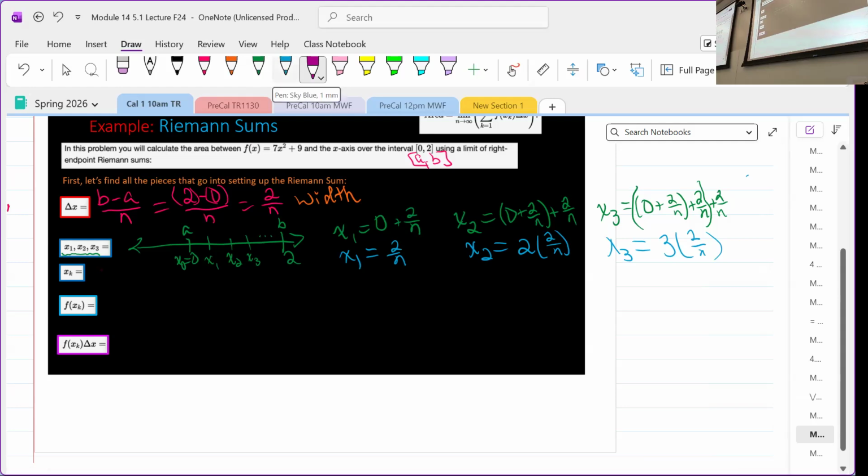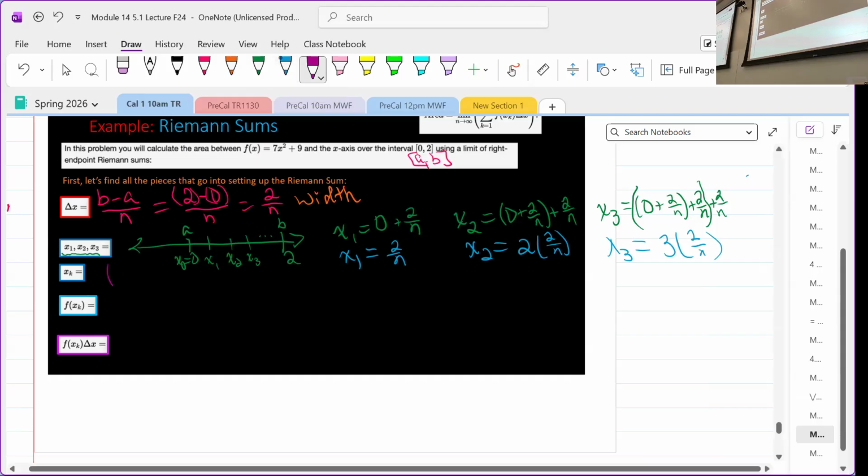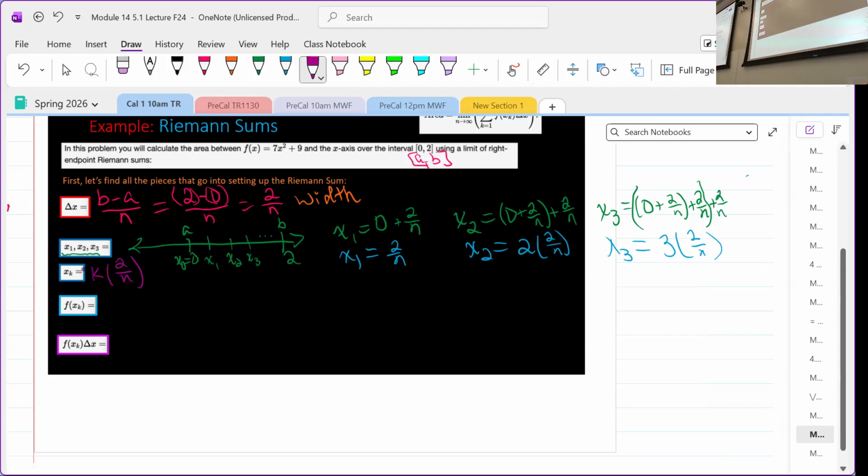So our x sub k formula, I'm going to have my 2 over n times k, where k is how many widths over I'm going for that particular x value. So our delta x value always ends up being included in our x sub k value. Sometimes, though, there's going to be a number in front. This interval, though, our a value was 0. So that 0 plus that we had just ended up dropping off because it was the number 0.